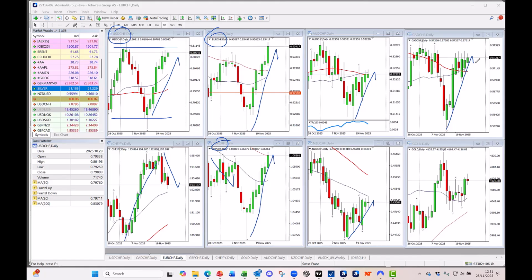As I said, don't make this harder than it needs to be. Basically, identify where the trend is in terms of strength or weakness on those major FX pairs, and then look to trade in that direction. Let's not make it any more difficult than it needs to be, ladies and gentlemen.